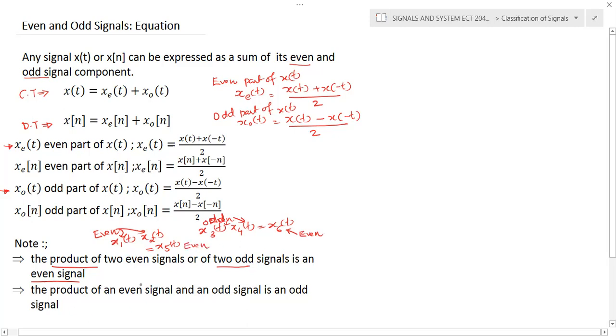But the product of an even signal, for example, x1 of t is an even signal and x2 of t is an odd signal. If you find the product of these two signals, you will get a new signal x3 of t, which is an odd signal. Okay, so x1 even, x2 odd, and the product you will get is an odd signal. Okay, this is all about the theory part. Now we'll move to the problem.